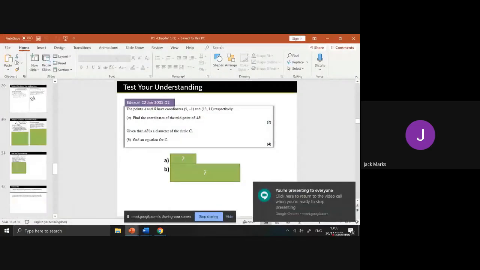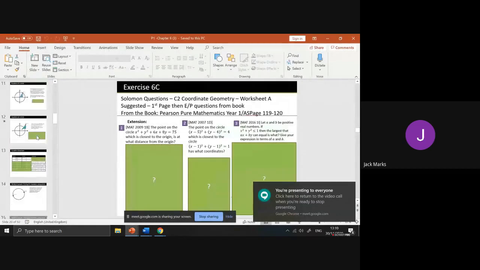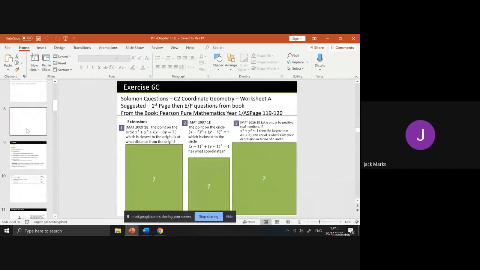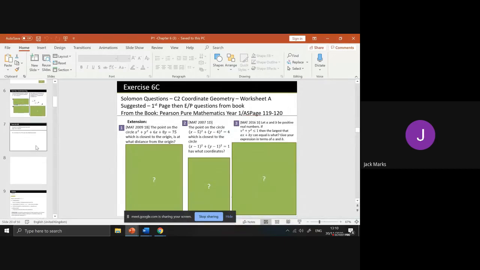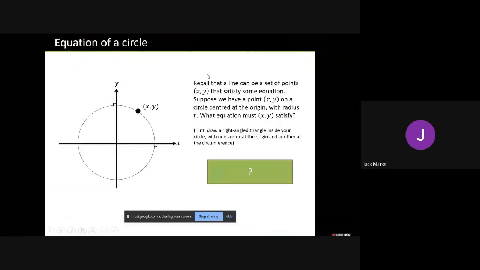Okay, so the next skill then, we're going to have a look at chapter 6, well, part 6C. So what we've done in the previous bit is we talked about perpendicular bisectors and centers of circle, and now we're going to actually look at the equations of the circles themselves.